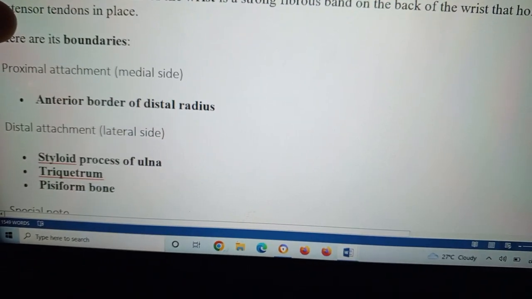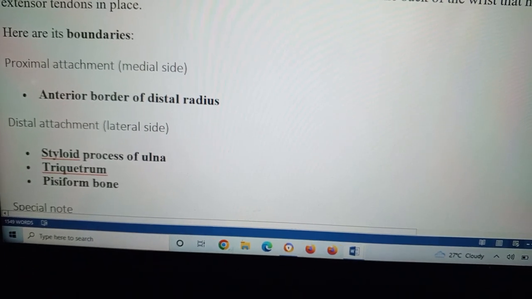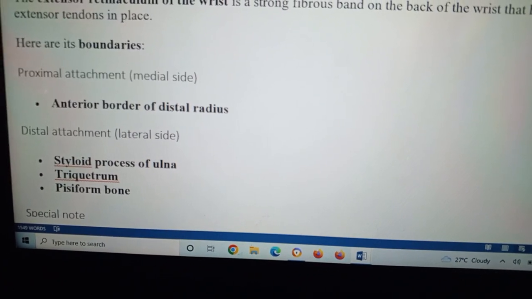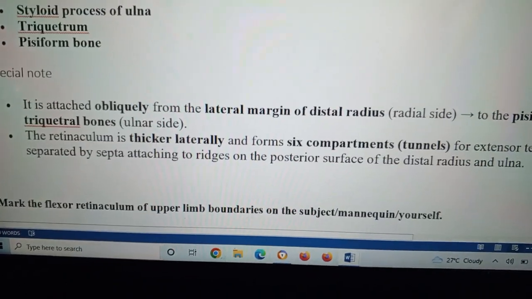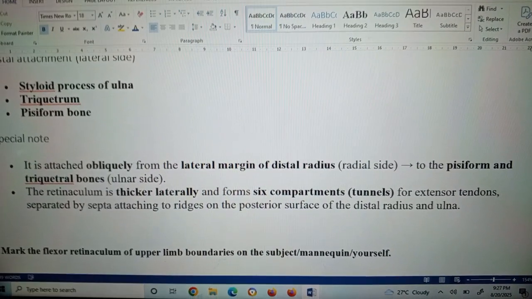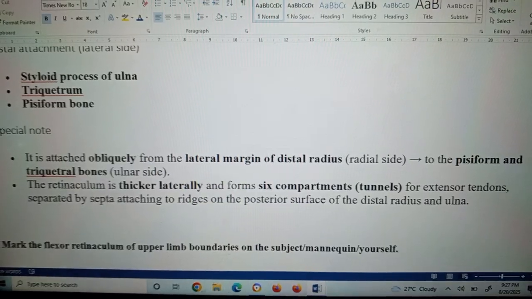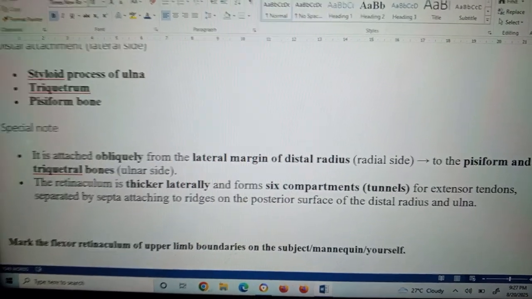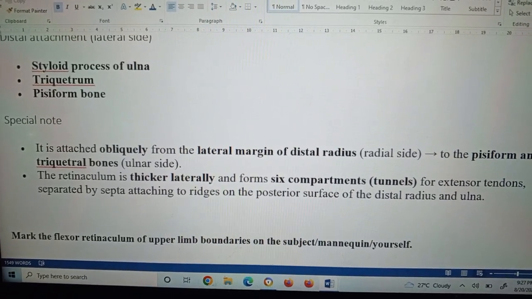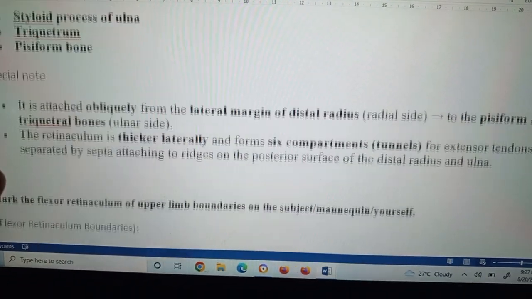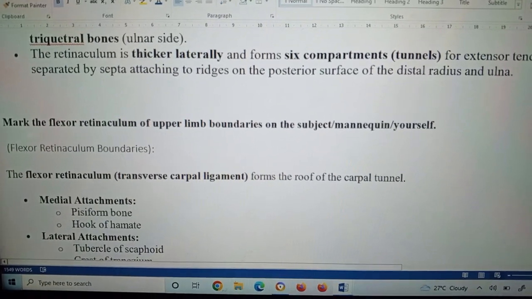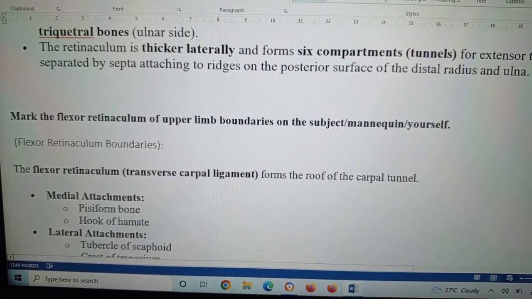Distal attachment on the lateral side: styloid process of the ulna will be present, and in the carpal bones PT will be present. P means pisiform, and T is triquetrum. A special note is that it is attached obliquely from the lateral margin of the distal radius, the radial side, to the pisiform and triquetral bones. On the ulnar side, the retinaculum is thicker and forms 6 compartment tunnels for extensor tendons, separated by septa attaching to the ridges on the posterior surface of the distal radius and ulna. Sometimes the 6 compartments and the muscles can be asked to you in the Viva exam as well, if the facilitator is very curious to know about your knowledge.